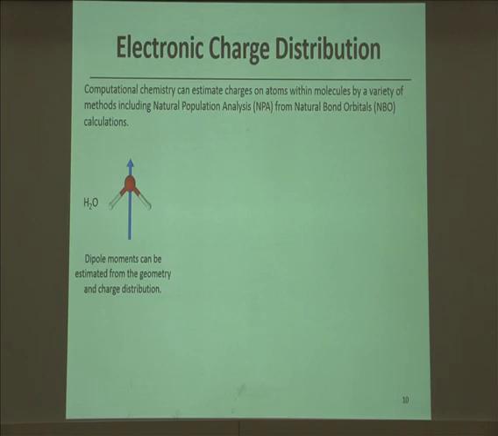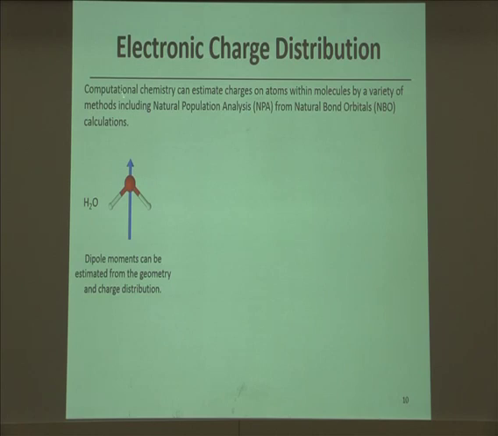Okay, so I want to transition a little bit here from looking at the molecular orbitals of a few simple systems to looking at the charge distribution within a molecule. And so we're going to use a slightly different set of calculations. But again, I want to look at some sort of foundational and simple concepts.